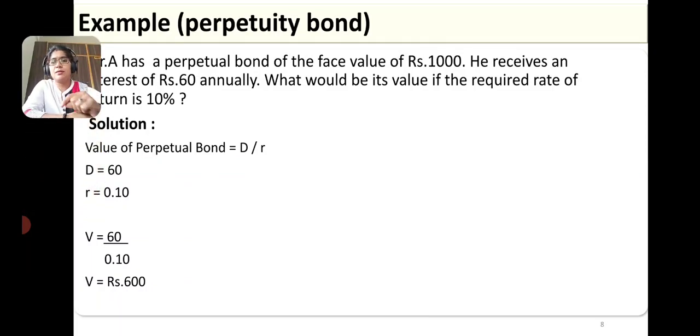The formula is: value of perpetual bond is equal to D divided by R. D is the annual return that he is getting, that is 60 in this case, divided by R, the required rate of return, which here is 10%. So the answer would be 60 divided by 0.1, which gives the present value of the perpetual bond as rupees 600. So if he gets 600 or more than that, then he can exchange the bond. So this is about perpetuity. Hope you have got the concept and the formula as well.